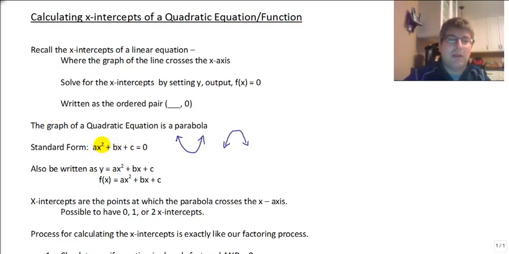So standard form of a parabola, we have our quadratic term, the one with x squared, the second degree term. It has a coefficient of a. Our linear term, it's a first degree term, has a coefficient of b. And our constant is c. So standard form of a quadratic is ax squared plus bx plus c equals 0. But you'll also see quadratics written as y equals ax squared plus bx plus c, or f of x equals ax squared plus bx plus c.